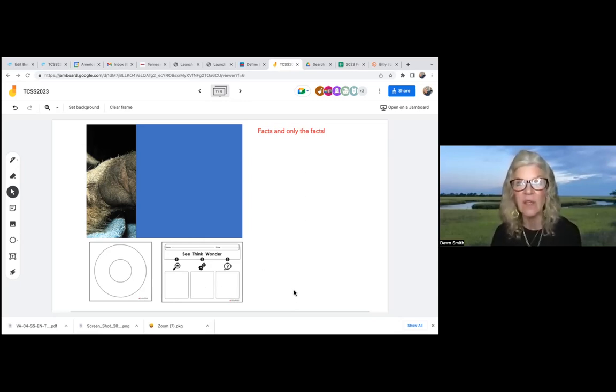Now, if you've done anything with visible thinking or Harvard's Project Zero, this See, Think, Wonder strategy is probably a strategy you've used before. So just looking at this image, somebody unmute and tell me what you see in this little panel of this picture, or what do you think you see? All right, well, what does this look like right here?